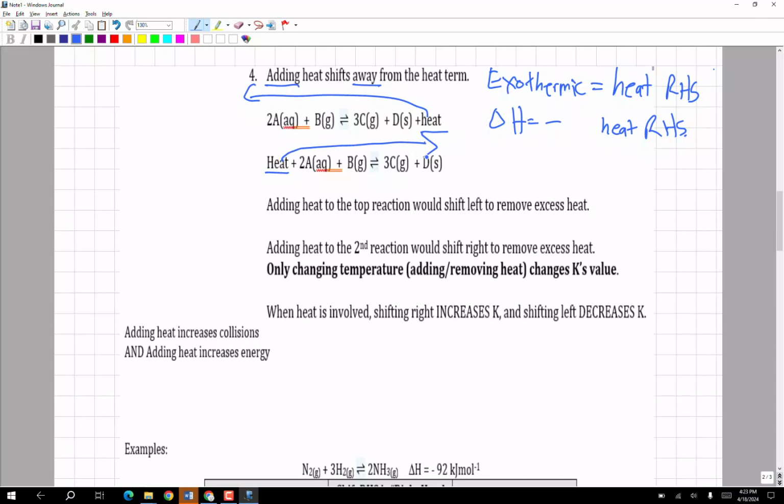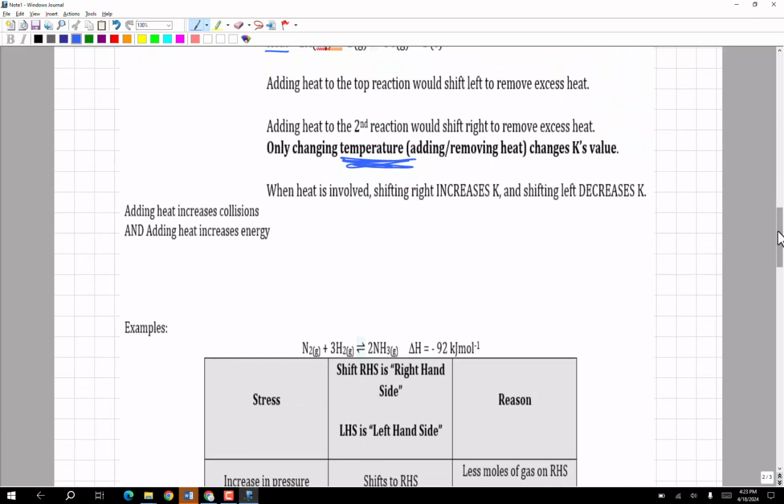Only changing temperature changes K's value. That's important. K never changes unless you change the temperature. Did you write that down? I know you did.